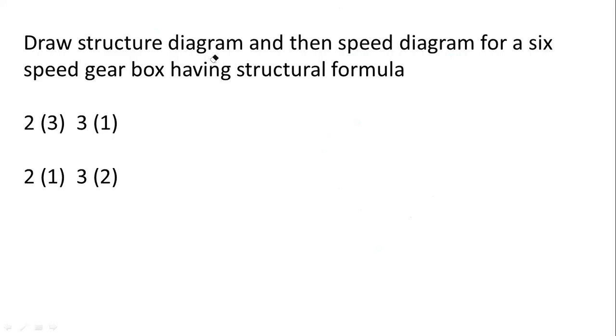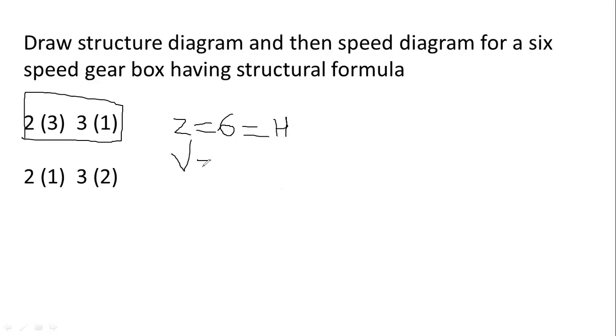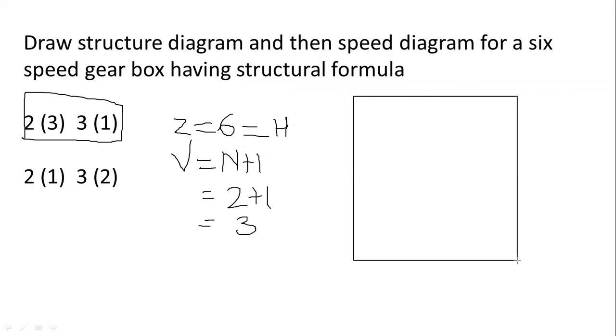First, the structure diagram that we are going to draw is this one, 2 3 3 1. Now, horizontal lines should be drawn equal to Z, so we are going to draw 6 horizontal lines. And vertical lines, we have to draw n plus 1. We already found out here n is 2, so 2 plus 1, 3 vertical lines and 6 horizontal lines we have to draw. So let us start drawing the horizontal lines and vertical lines.